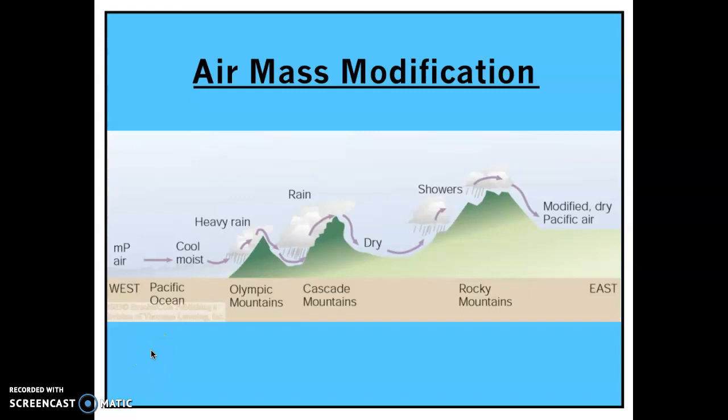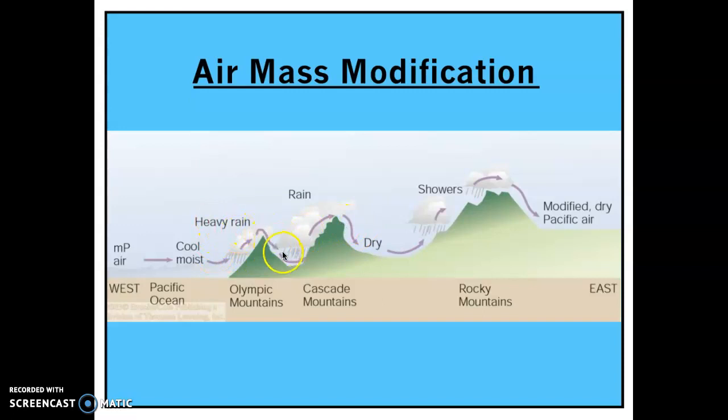But lake effect snow isn't the only way you can impact these air masses and modify them. You can start out with a maritime polar air mass in the North Pacific, moving into the United States, onto the west coast. You're bringing in cool, moist air. You hit the mountain ranges, the Olympic mountain ranges, the Cascade mountain ranges, and eventually the Rocky mountain ranges. And this air mass is forced up and over. Each mountain range it's forced up and over, it causes rain. It loses some moisture, so it's drying out.